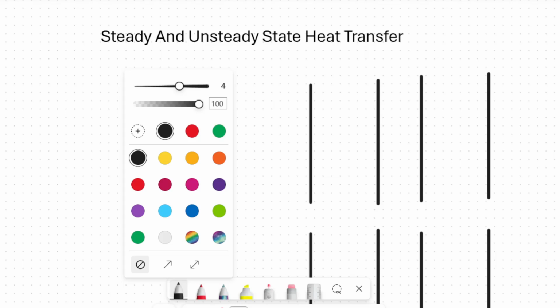Let us go to the topics related to heat transfer. Today we are going to understand steady and unsteady state heat transfer.